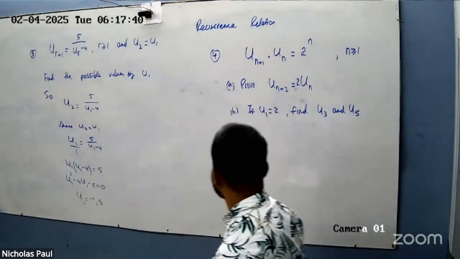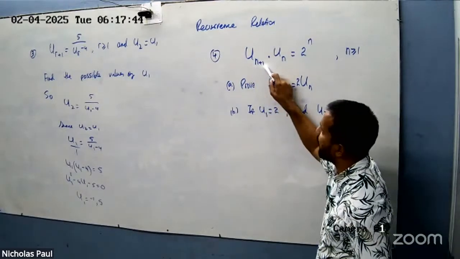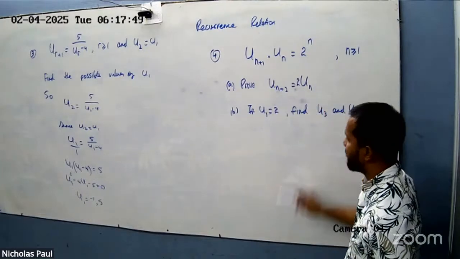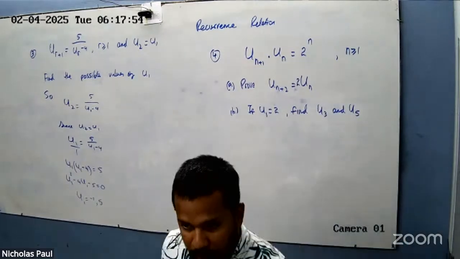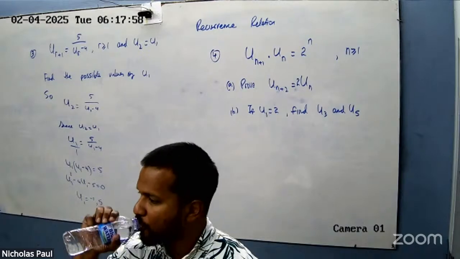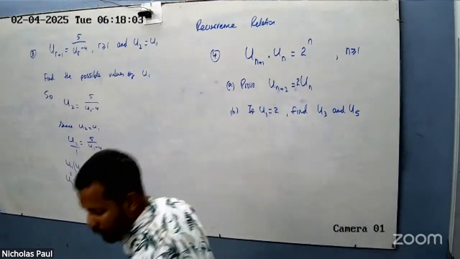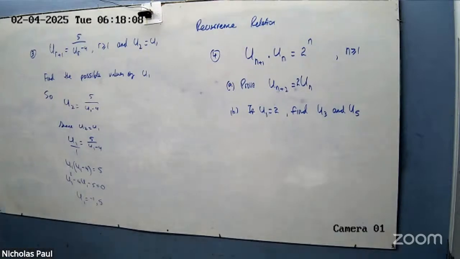Oh, yeah. So I'll give you a different one. U to the n plus 1 over U to the n is 2 to the n. Right? I want you to prove this and find U3 and U5. Two minutes to write it down and then 3 minutes to work it out. Same thing like the last one, set up an equation and work it out.